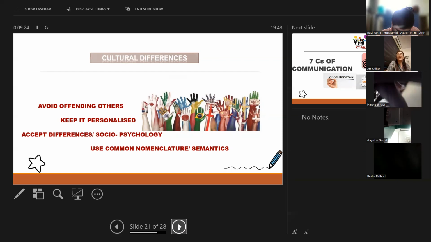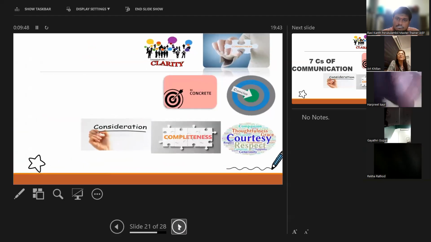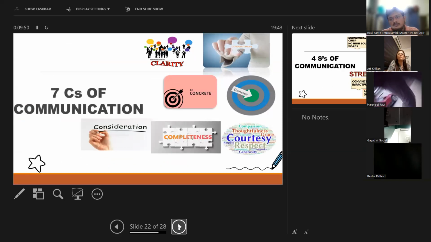Inclusivity. Very good. We have to have an inclusive culture, a working system where everyone is welcomed. Use common nomenclature. Semantics is sometimes the kind of names we are giving to others. We may feel very close to somebody, and others we don't want to include in the conversation. Don't do that. This is actually dealing with social psychology.